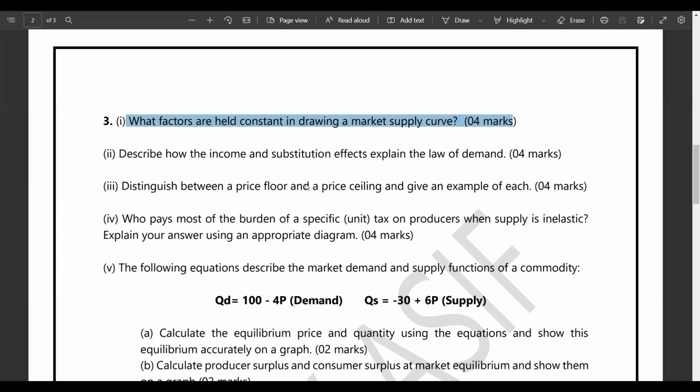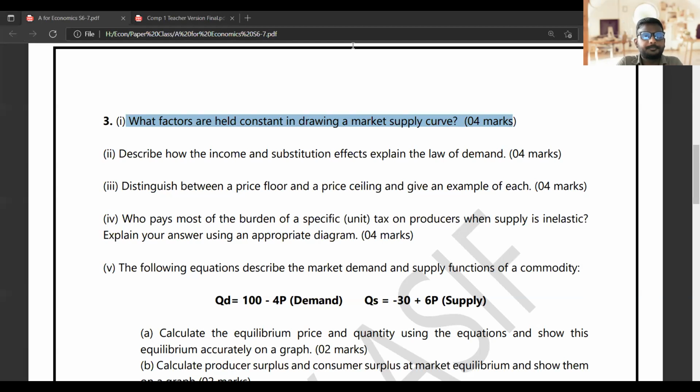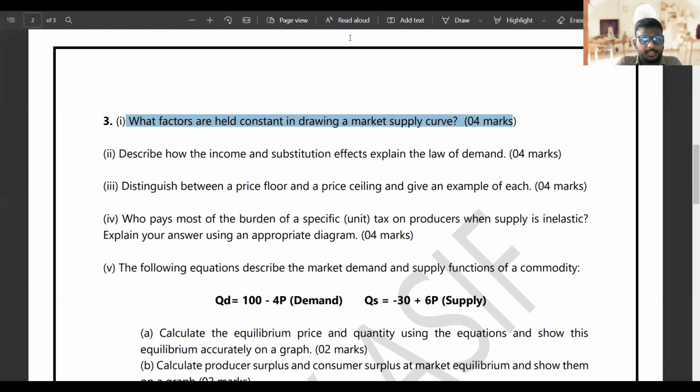Any idea what the answer is, or no idea? Aisha, Rabia, Minha, Sharmita, what do you think the answer is? Humble?